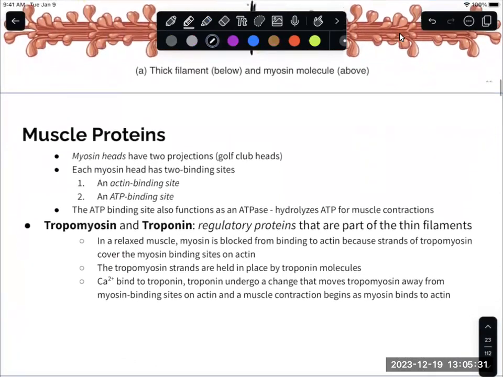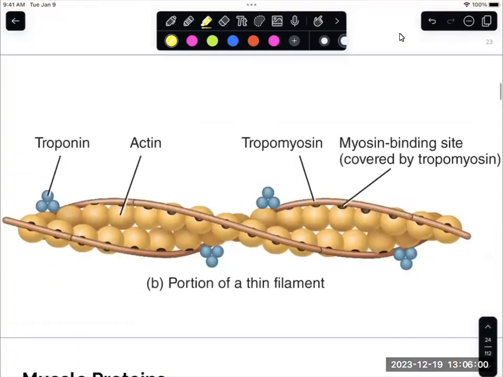So I mentioned all of that. We've got tropomyosin and troponin. These are two other proteins. These are two proteins that you do need to know. Tropomyosin and troponin, they're considered regulatory proteins, and they are found on that thin filament, that actin. So in a relaxed muscle, the tropomyosin is going to block these myosin binding sites here.